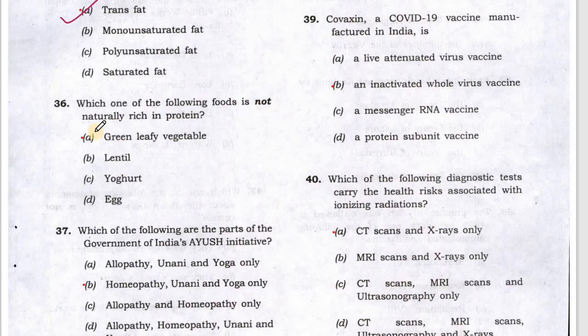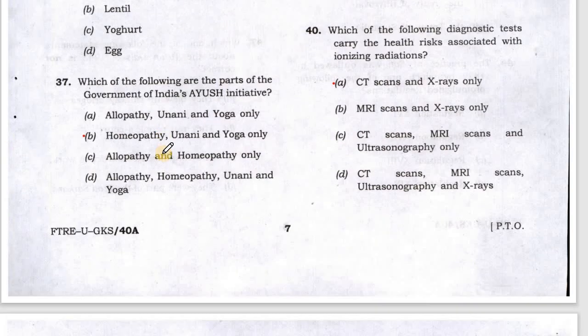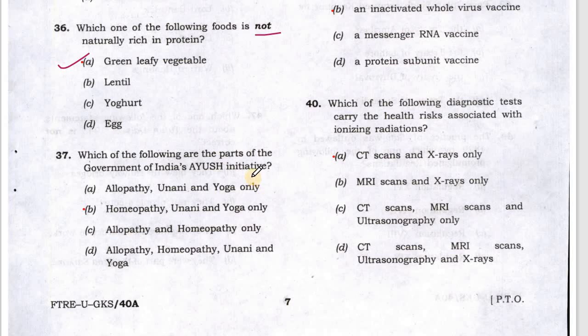Which of the following foods is not naturally rich in protein? So this is the green leaf vegetable. And they are asking which is part of the Ayush initiative of the government. So allopathy is not. So A, B, C and D will be not. Actually Ayush is Ayurveda, Yoga, Unani and so on, so B will be the correct one here.